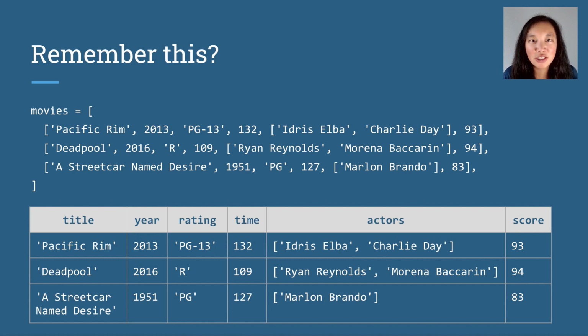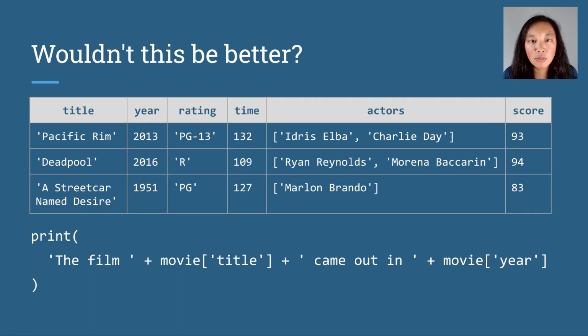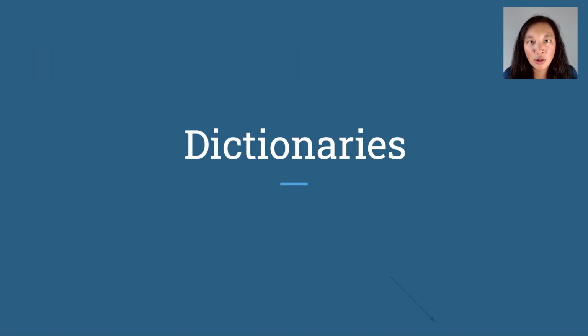Remember this when we talked about using a 2D list to represent a database? This is really complicated because you have to know where in each list each item is. Wouldn't it be better if we could just say, give me the title of the movie, or give me the year of the movie? So this is where dictionaries can help us.